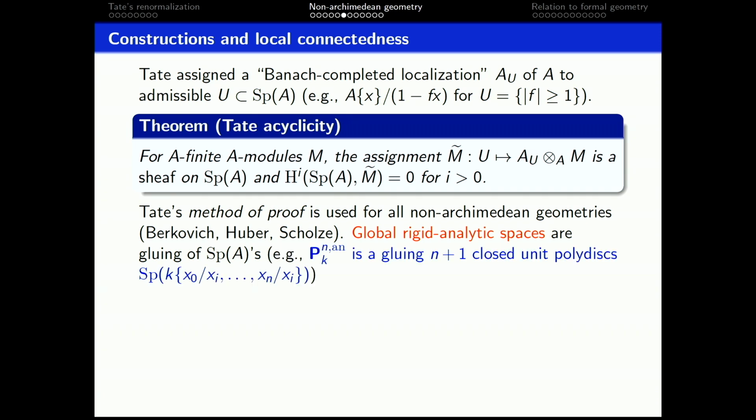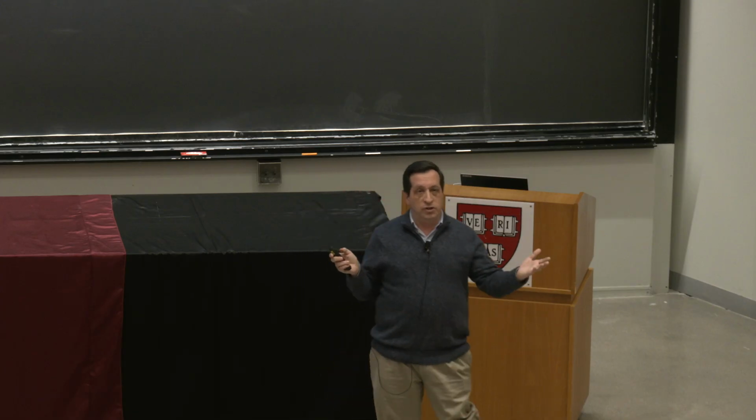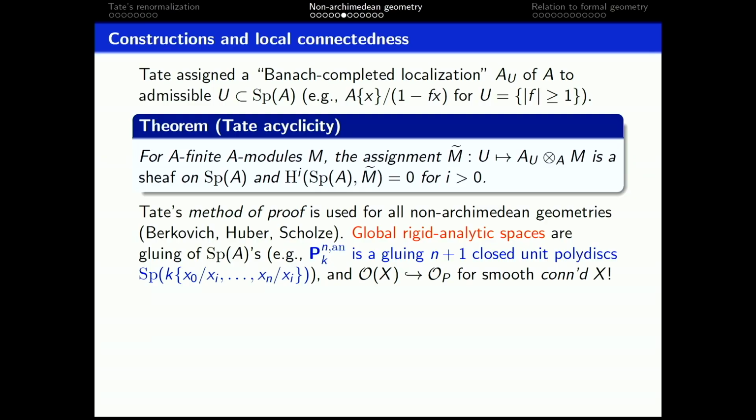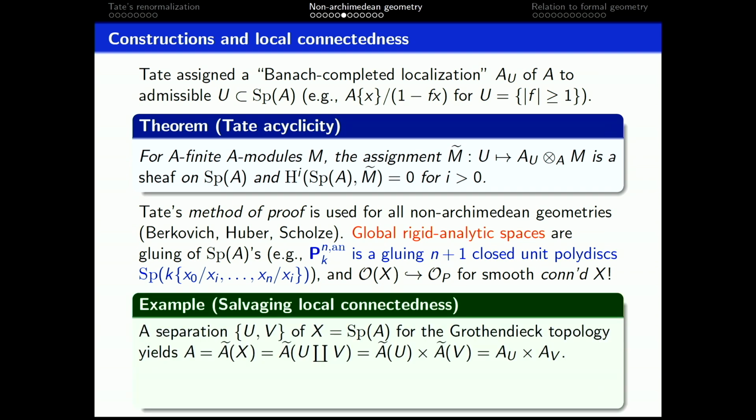So for example, for an analytic projective space, you'll take n+1 closed unit polydisks and glue these together subject to the usual formulas, much like the algebro-geometric projective n-space is a gluing of n+1 affine spaces. And in this context, for smooth connected spaces, global functions inject into their stalks, so you recover a good notion of unique analytic continuation. So for example, if your model space has a separation for the Grothendieck topology, then the sheaf condition, did I say? Yeah, I said it's a sheaf, very good.